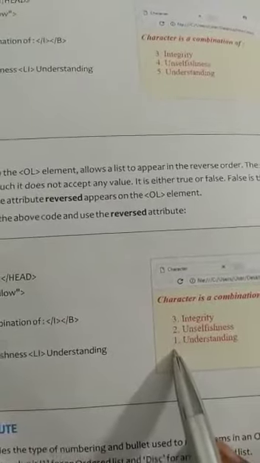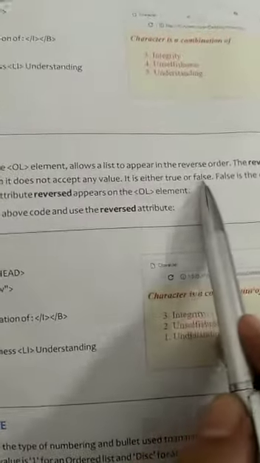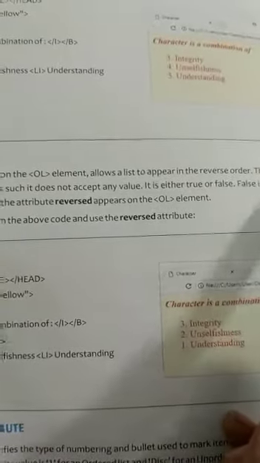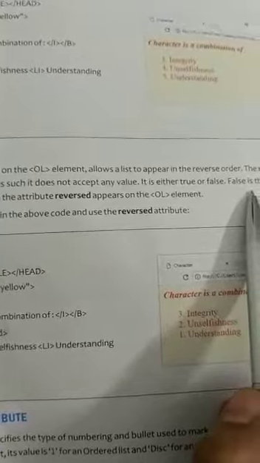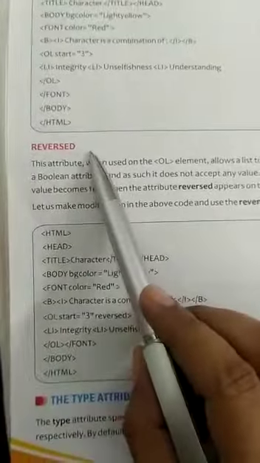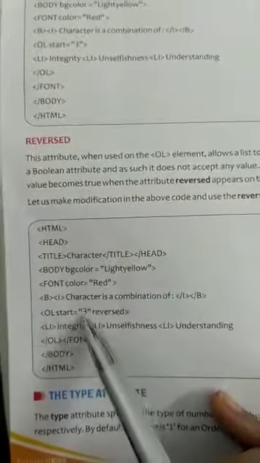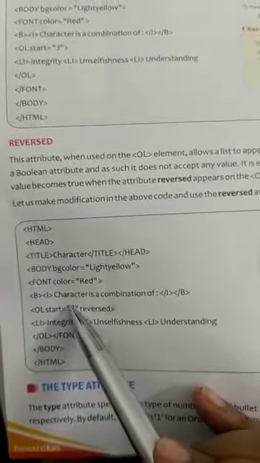Reversed is a Boolean attribute. It does not accept any value. It is either true or false. By default false is its value, and this value will become true when the attribute reversed appears in the OL element. Then the list of items will be written with the numbers in the reversed order.